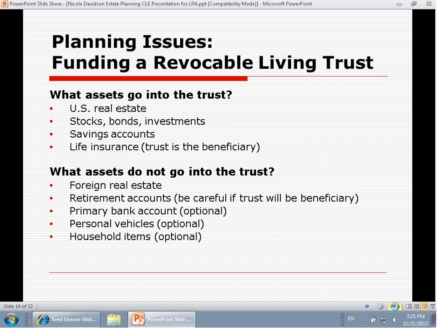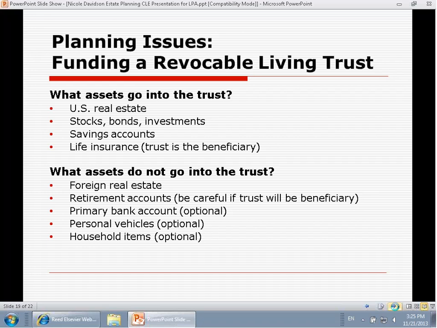Life insurance, there's no need to change the ownership to the trust, but the trust should be the beneficiary of the life insurance policy in most but not all cases. Other things that do not go in the trust, retirement accounts usually do not name the trust as the beneficiary, but it will depend on the specific situation.